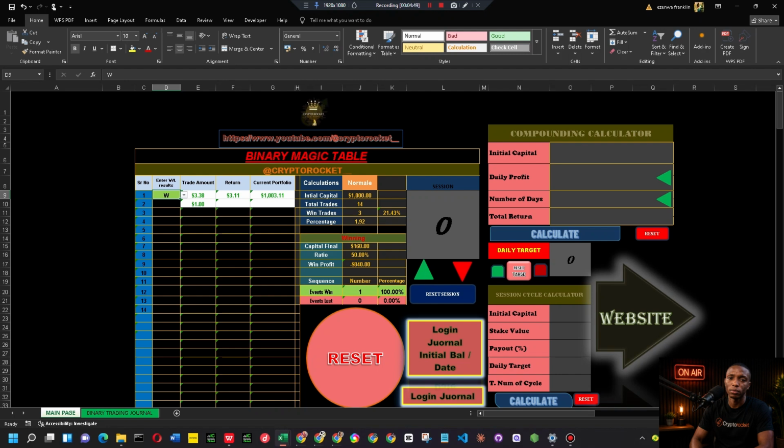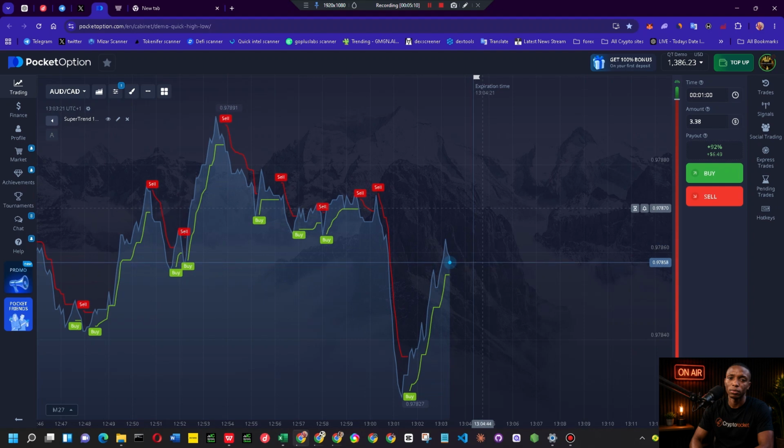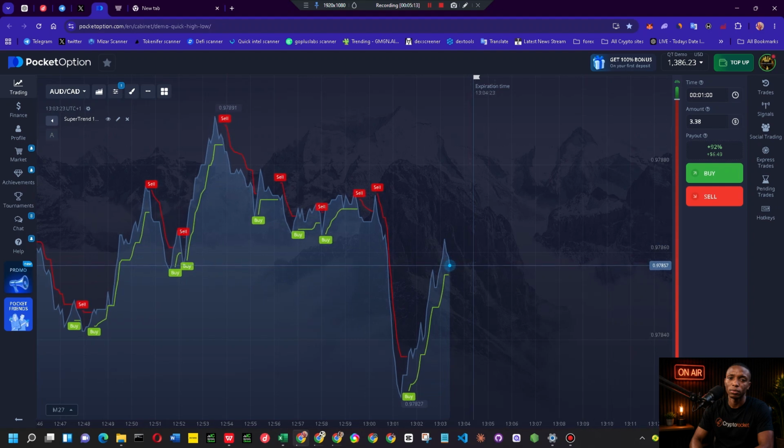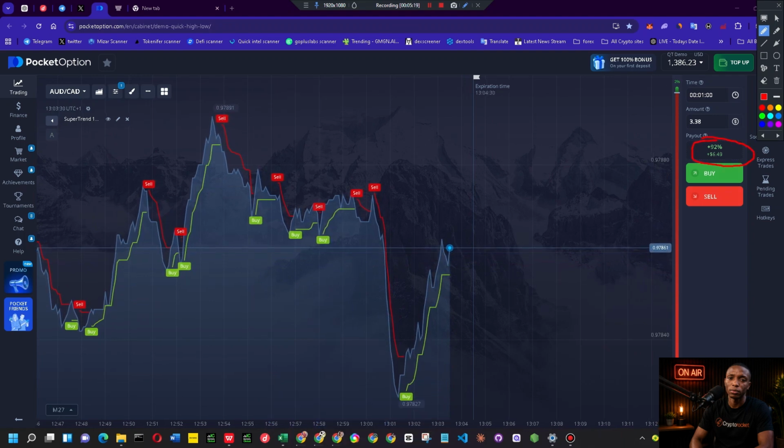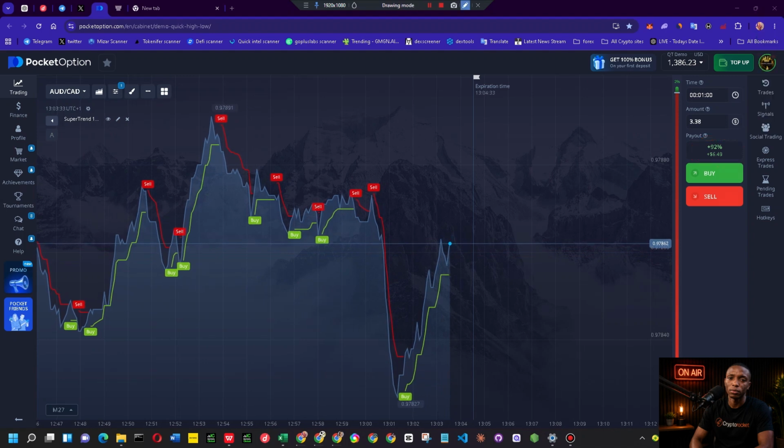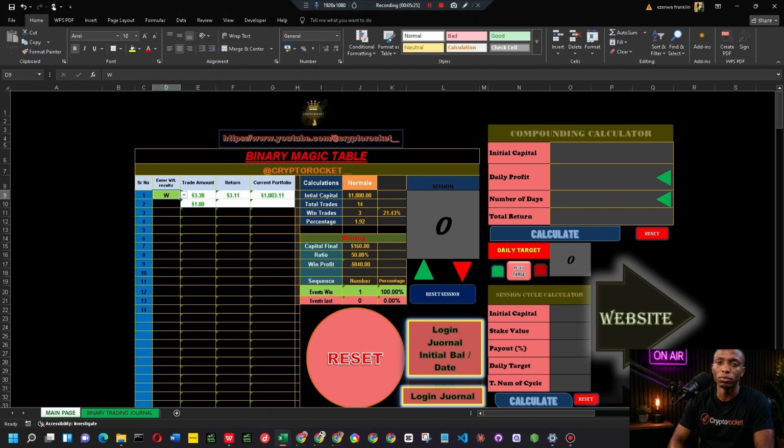In this place, we are having calculations. We have our initial capital, which is 1000, total trades which is 14, winning trades which is 3, and percentage which is 1.92. This 1.92, if you go to this place, you will see it's trading at 92%. Here, let's highlight it. It's trading at 92%, so that's the percentage winning.